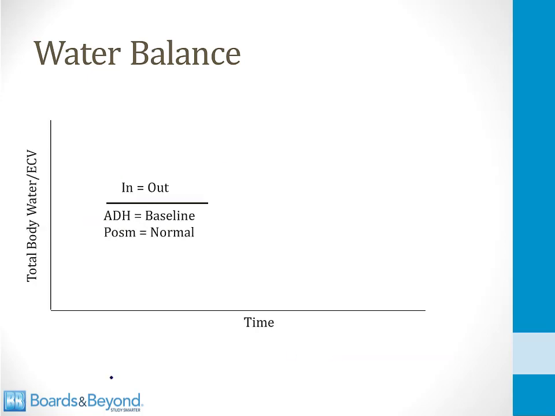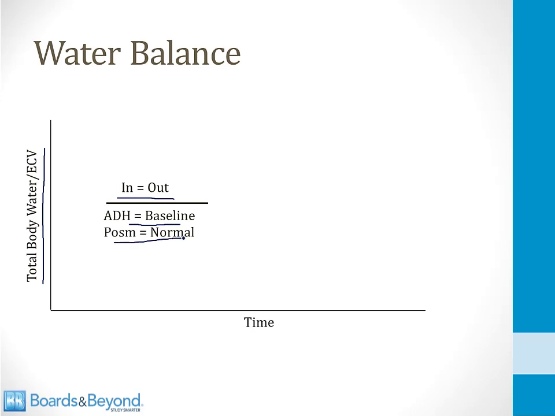To drill down on this further, let's take a look at the graph I've drawn on the screen here with time along the x-axis and total body water or effective circulating volume along the y-axis. And let's imagine that we begin at a point in time where the body is in water balance so that water coming in equals water going out. The ADH level is at baseline and the plasma osmolality is normal.